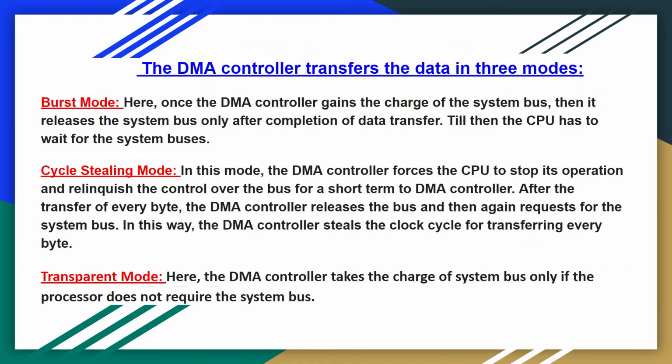Now we will discuss the modes of DMA. There are three modes of DMA. The first one is burst mode. The second one is cycle stealing mode, and the third one is transparent mode.